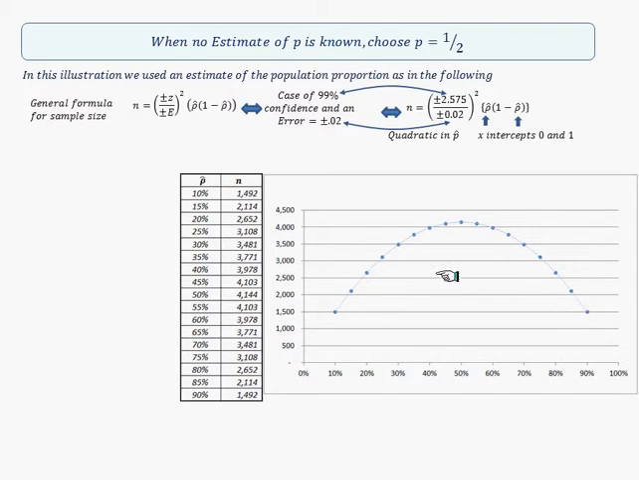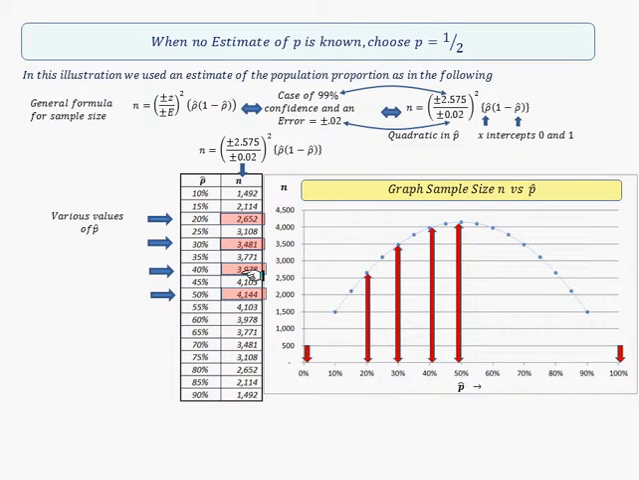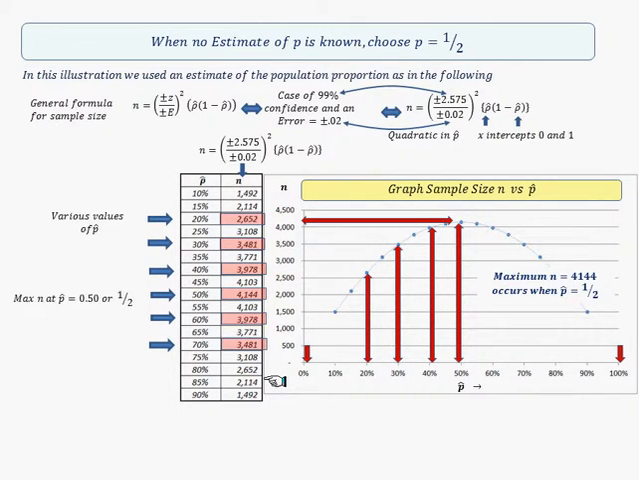It's an inverted parabola, a quadratic, and for this graph across the bottom we have our estimates of p hat, and on the vertical axis we have the sample size n. Over here we're looking at several examples of p hat. For example, if p equals 0.20, this is your sample size, then 30%, 40%, and 50%. Now beyond 50% it starts going down the other side. So the maximum is reached at p equal to 1/2.